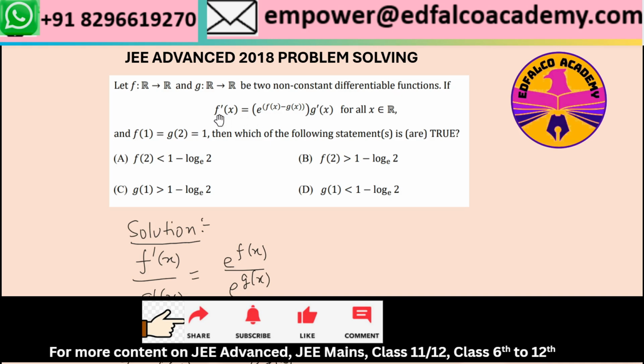So if f dash of x is equal to e to the power f of x minus g of x multiplied by g dash of x for all x belonging to R, and f of 1 is equal to g of 2 is equal to 1, then which of the following statements is/are true? It is asking whether the value of f of 2 is less than 1 minus ln 2, or greater than 1 minus ln 2, and in the same way whether g of 1 is greater than 1 minus ln 2 or less than 1 minus ln 2.